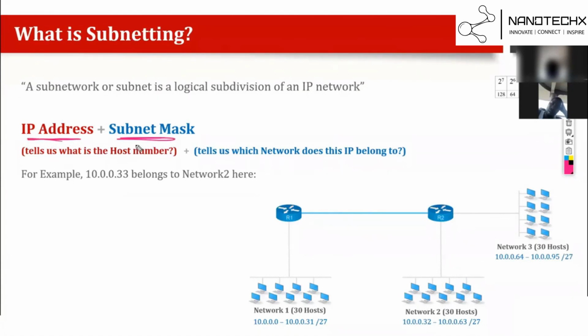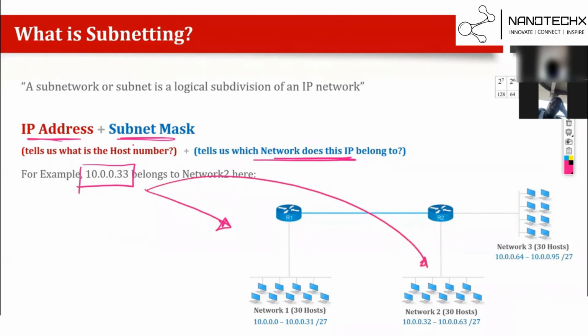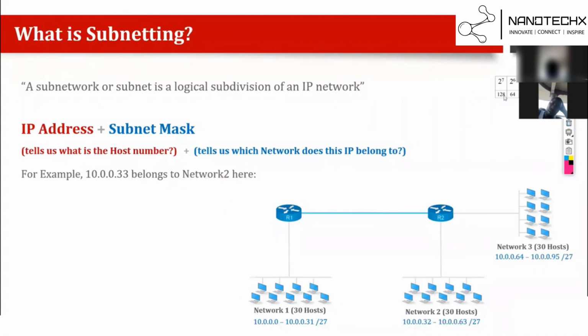IP address tells us the number of the host, while the subnet mask tells us where it belongs. For example, if we see this whole network, we can easily identify where this IP address belongs. Of course, this one belongs to network number 2 here. Why? Because the range is this one. So we need subnetting so that we can define the boundary of our networks, using the subnet mask and the network numbers as well.